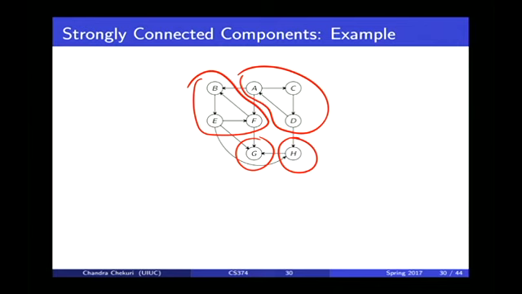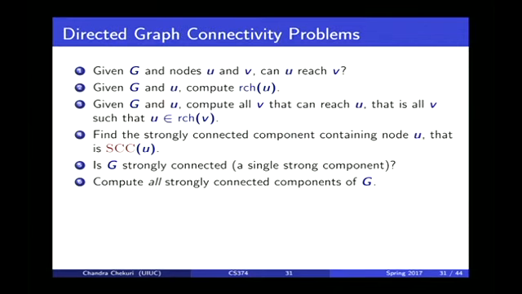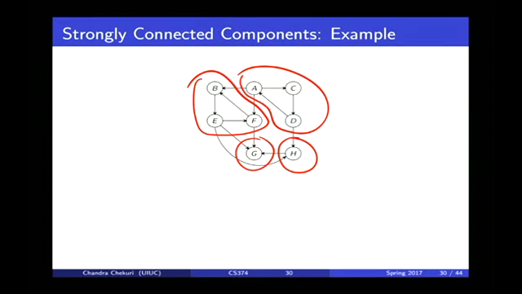And now I can ask, is G strongly connected? That means, is the entire graph strongly connected, right? Is there only one component in this graph, or are there more than one component? And then I can ask, if that is not the case, compute all the strongly connected components of the graph. So if I give you this graph, you have to give me this partition.